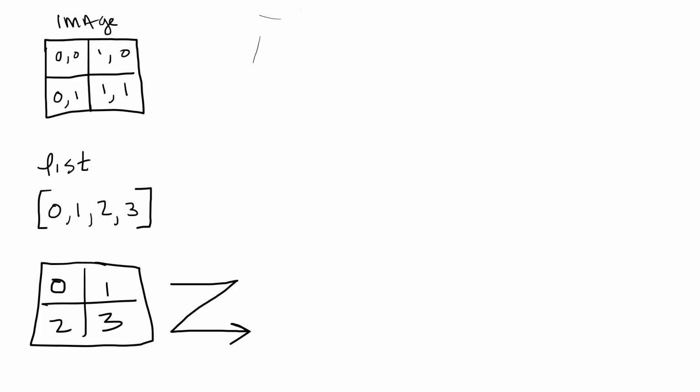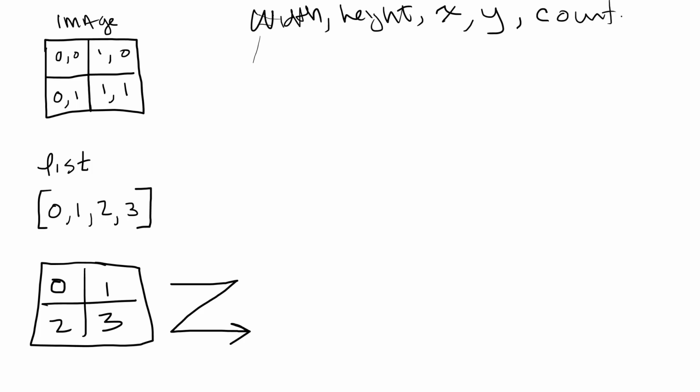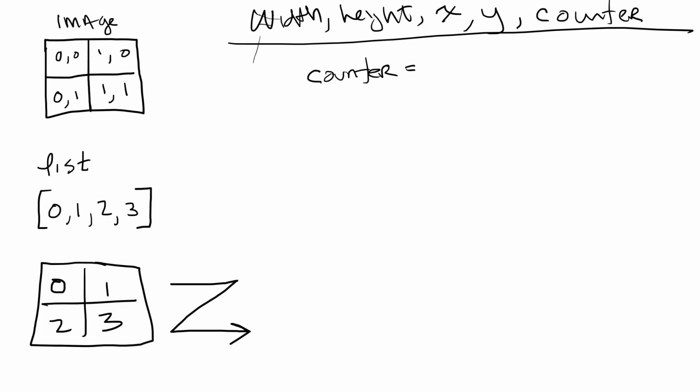So here we know a few things. We have width, height, we use x, we use y, but then we also have to have counter. And counter has to increment every time we touch a pixel. So we could write our code like this. Counter equals 0.